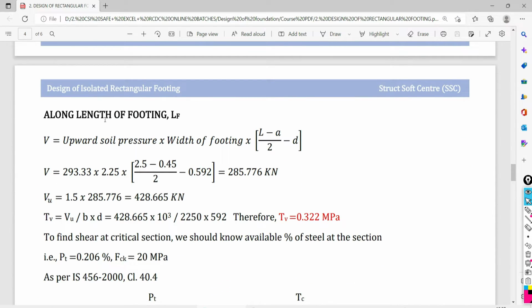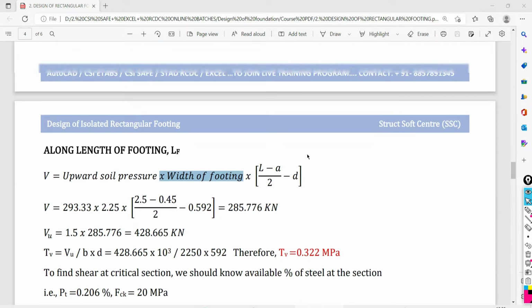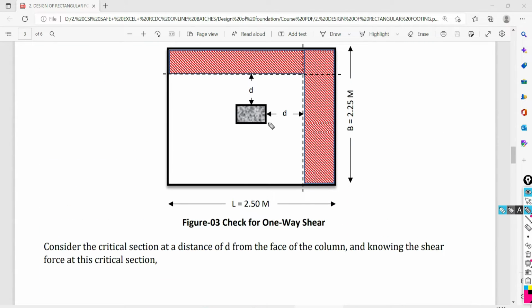For making the calculation along the length of the footing, the shear force will be equal to the upward soil pressure multiplied by the width of the footing multiplied by the projected span of your footing beyond this d distance. This much we only have to calculate. Now how much is this span? How can you calculate this span?